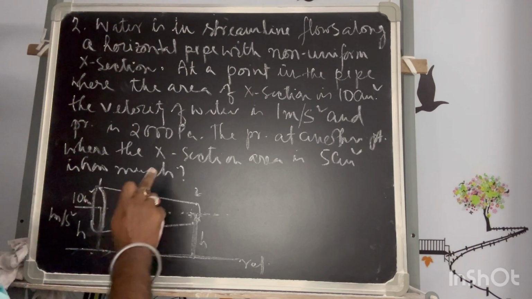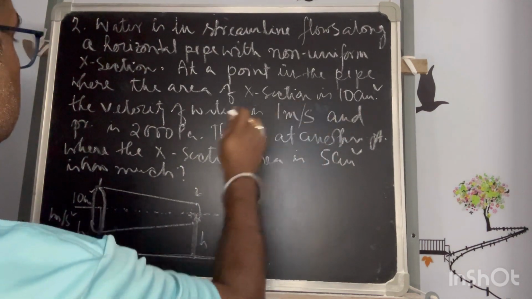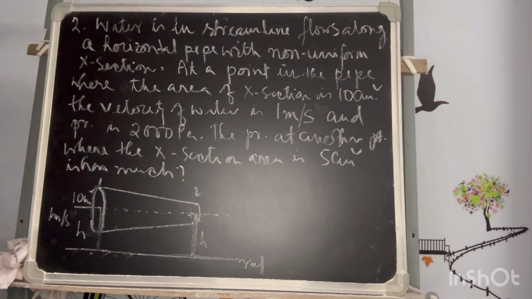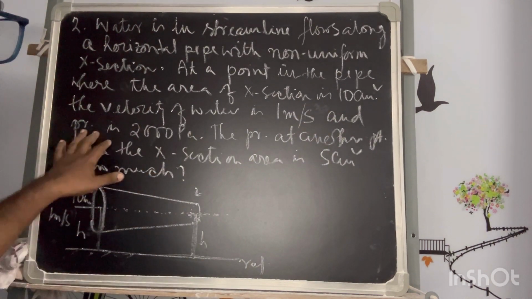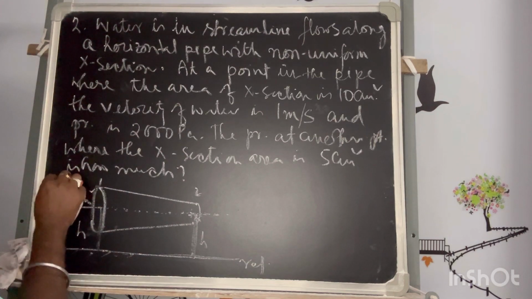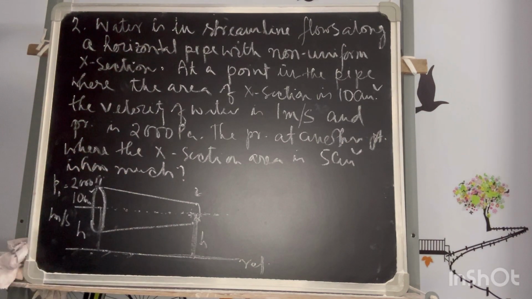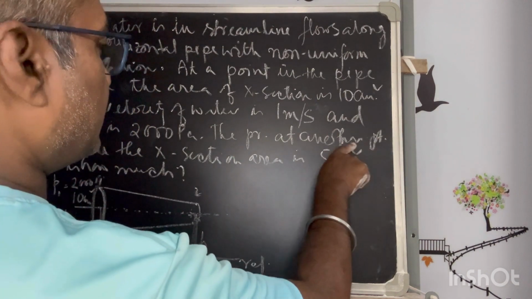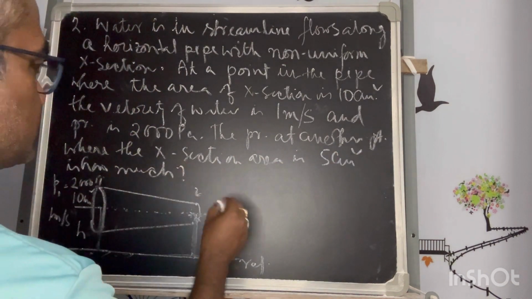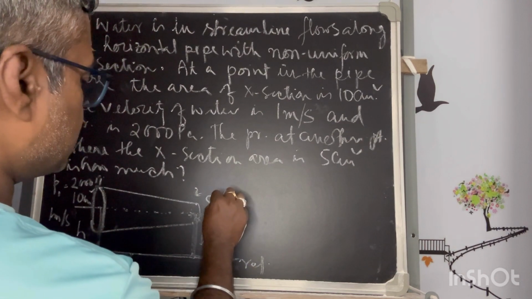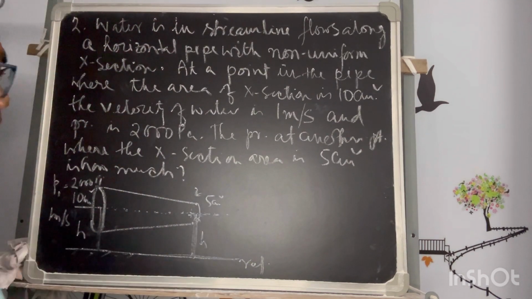1 meter per second, not meter per second square. 1 meter per second, and the pressure energy is 2000 Pascal. Okay, the Pascal is Newton per meter square. The pressure at another point where the cross section is given as 5 centimeter square. So how is the velocity?